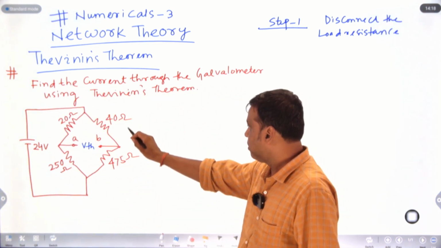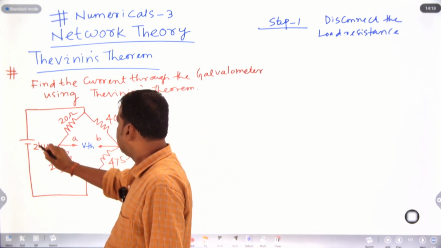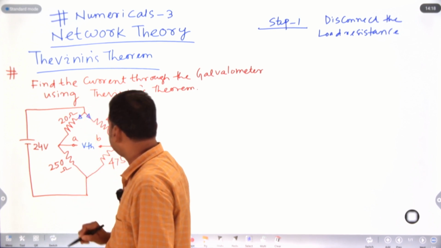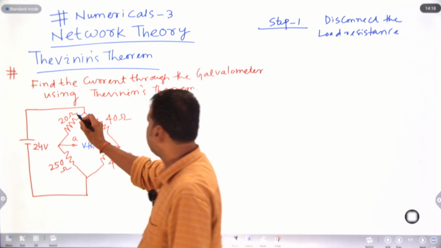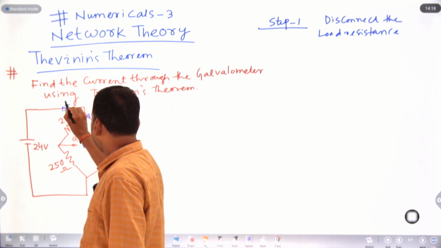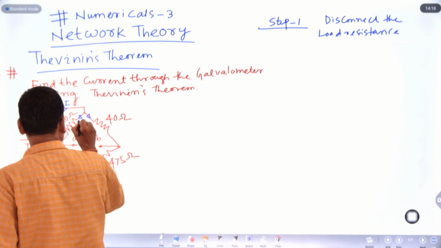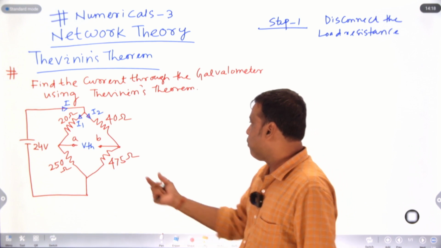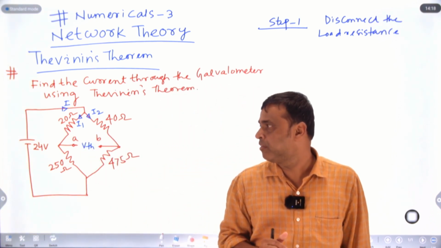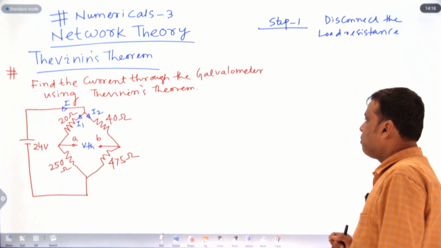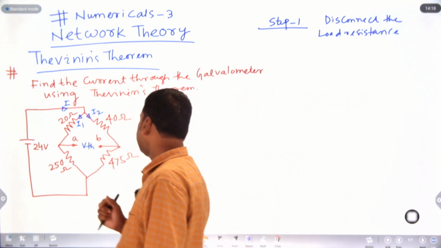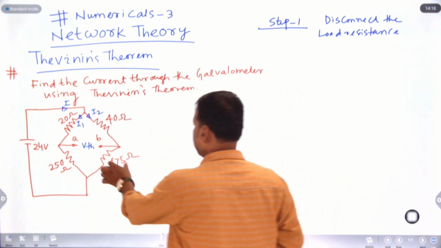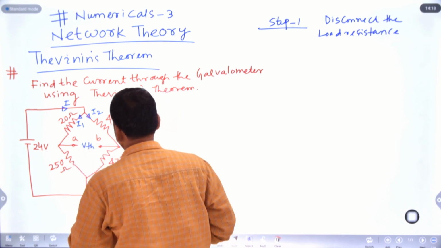If you observe here, this is a bridge. The current flows through this one, and this is the current division. If the total current is I, let this current be I1 and this current be I2. So how do we find the VTH? Using Thevenin's theorem, to find how much current flows through the load resistance, first of all disconnect it and find the open circuit voltage or Thevenin's voltage. I have already disconnected the load resistance and we are going to calculate the Thevenin's voltage here.